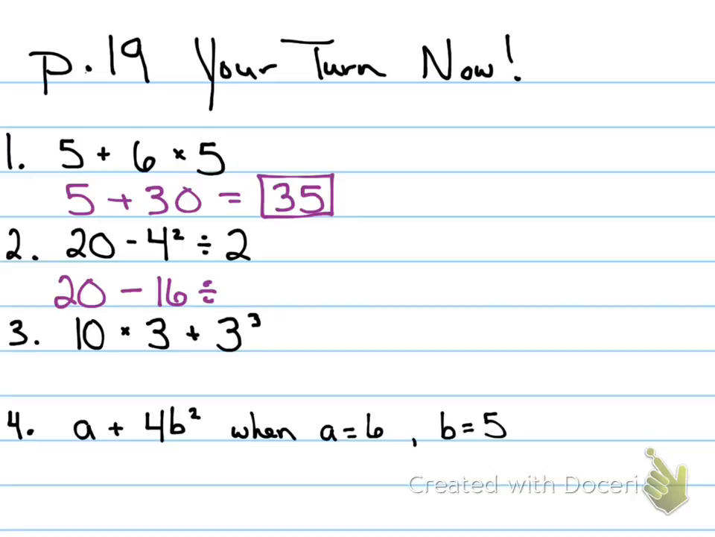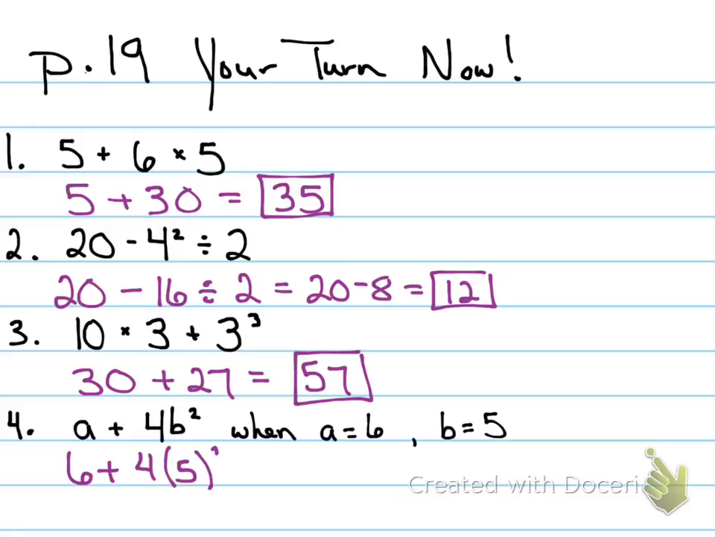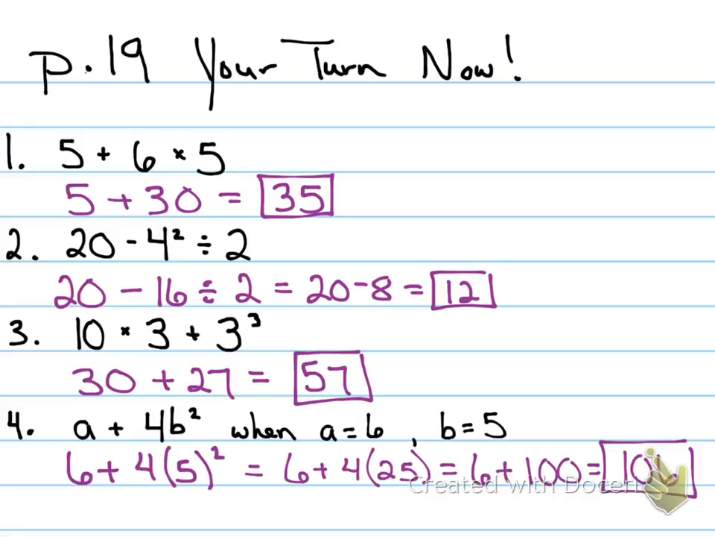Then I need to evaluate my exponent first, then subtract, and I get 12. Evaluate the exponent and multiply to get 57. And make sure that you remember when you're doing substitutions to put parentheses around the 5. Did you put parentheses around the 5 to show multiplication? And then your answer is 106, because the next step is you have to multiply 4 times 25 before you can add it. All right, order of operations. Make sure you do them in order.